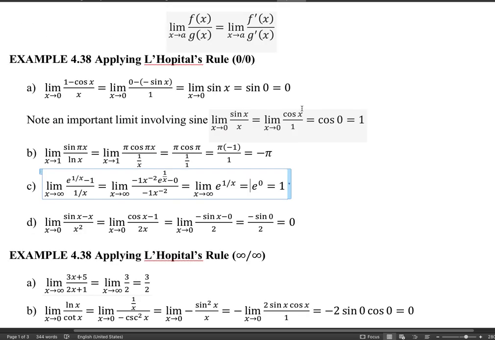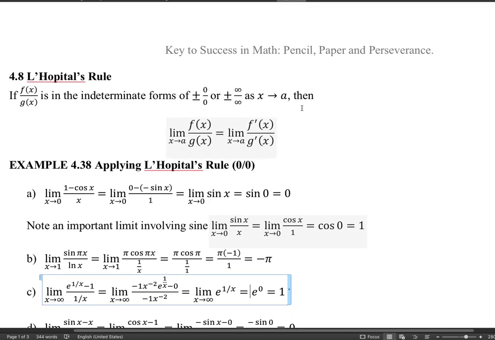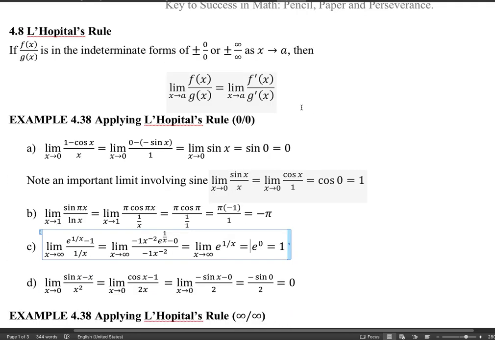So this part, we are talking about section 4.8, L'Hopital rule. And it can be used to find some special limits in the indeterminate form of 0 over 0 or infinity over infinity.